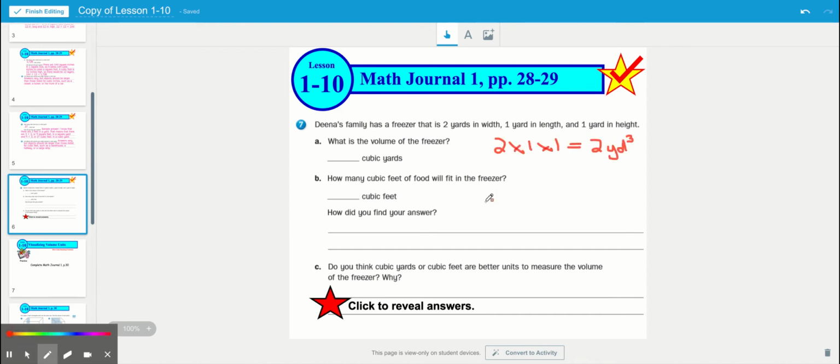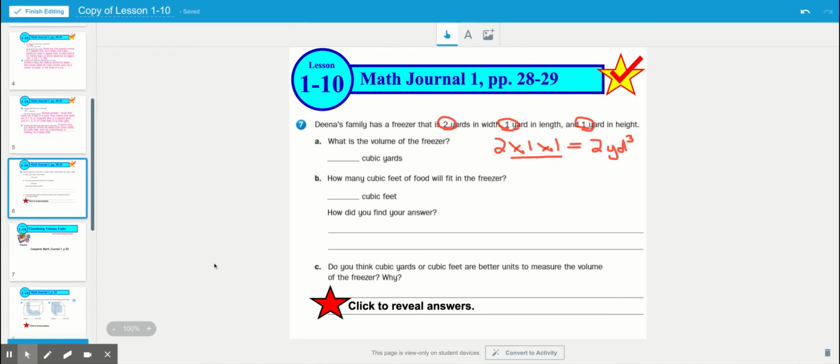All right, so if you did it like me, I just did volume equals 2 times 1 times 1 right here, and I got that it was 2 yards cubed, or 2 cubic yards. So taking that 2 cubic yards and the information that we have talked about on the previous problems on pages 28 and 29, take that information and figure out how many cubic feet fit in the freezer. Pause the video now.